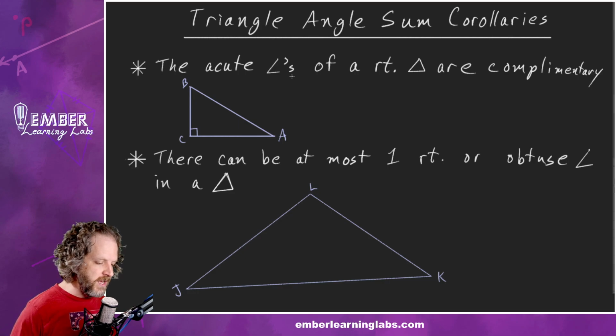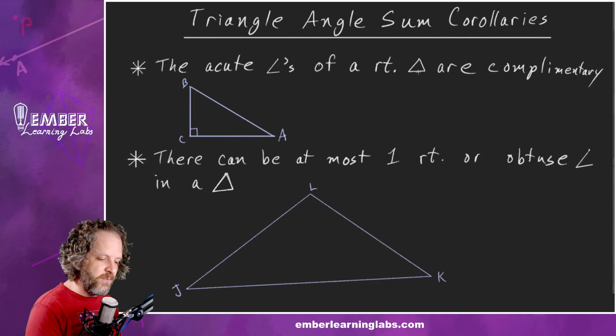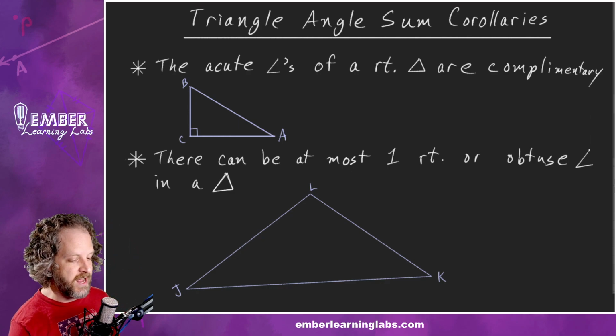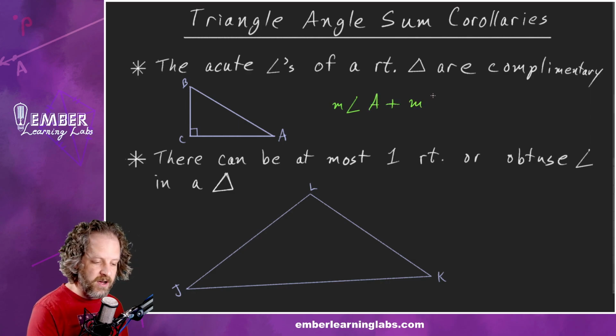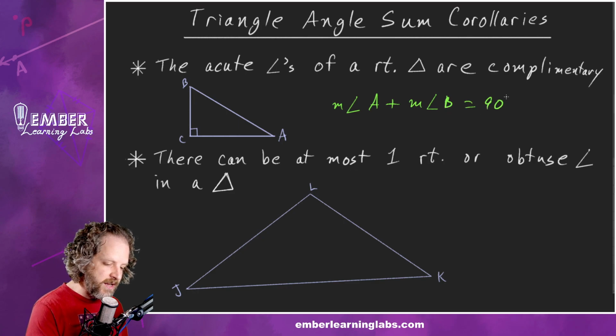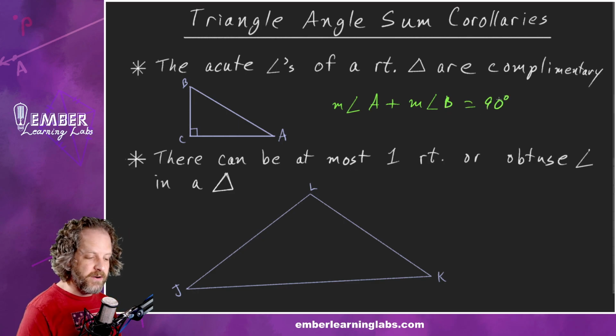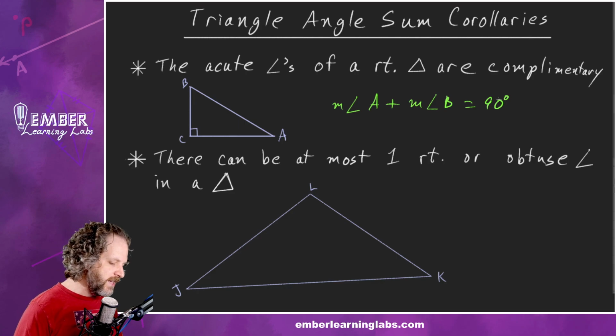So the first one is the acute angles of a right triangle are complementary. With this picture example, what does complementary mean? Their measures add up to 90 degrees. So in this one, it would say that the measure of angle A plus the measure of angle B equals 90 degrees. That's what complementary means, right? So that tells us that.